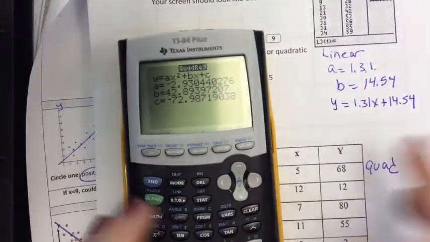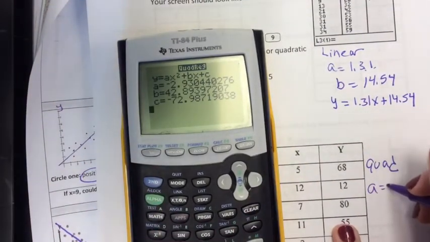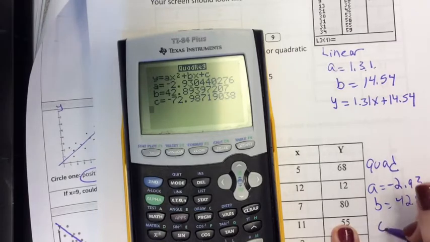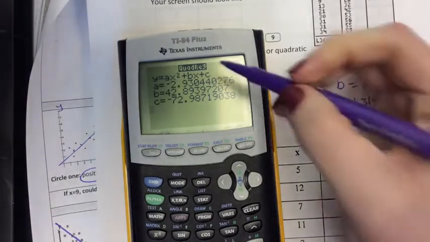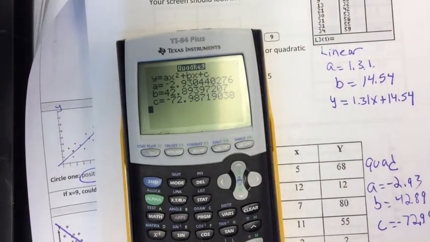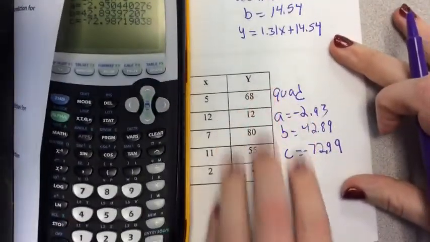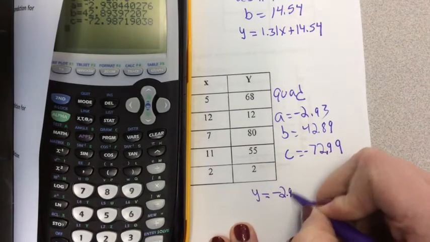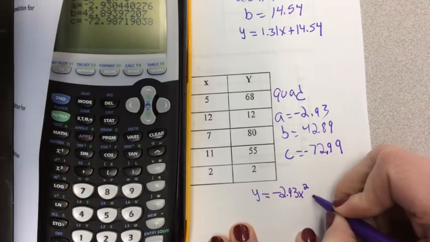And then I'm going to write that information down. So A equals negative 2.93, B equals 42.89, and C equals negative 72.99 with rounding. So again, I need to write it in my equation, ax squared plus bx plus c, and we've seen that before when we factored. All right, so I'm going to write it as an equation, filling in my x squared and my x.